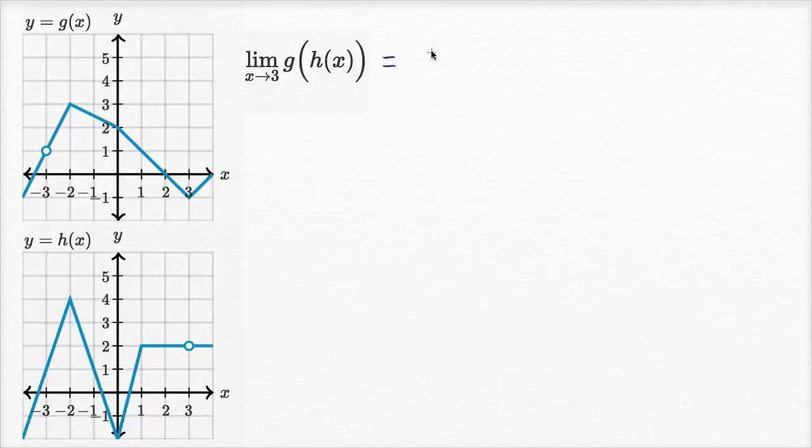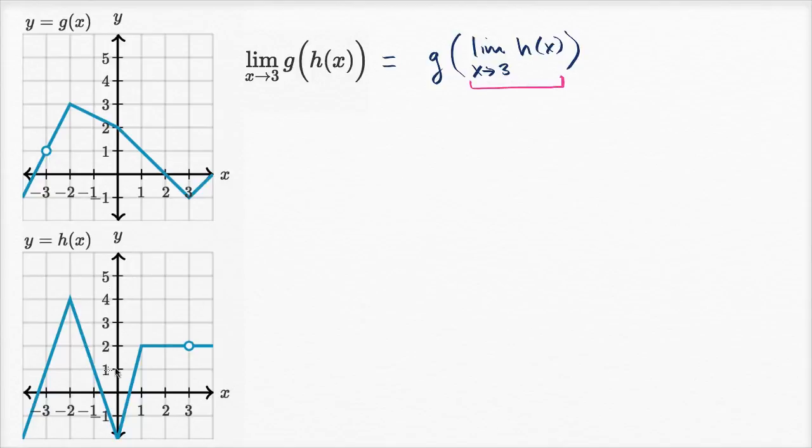We know that this is going to be the same thing as the limit. Actually, let me write it this way. This is going to be the same thing as g of the limit as x approaches 3 of h of x. Or I could say the limit of h of x as x approaches 3. And so we just need to figure out what the limit of h of x is as x approaches 3.